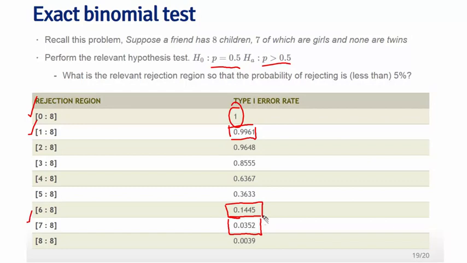If we set the rejection region to be 6 or higher, it's 14%. If we set it to be 7 or 8, it's 3%. If we set it to be 8, in other words, you would only reject the hypothesis of a fair coin if in fact the coin came up heads all 8 times, well, then you would have a type 1 error rate of 0.004.